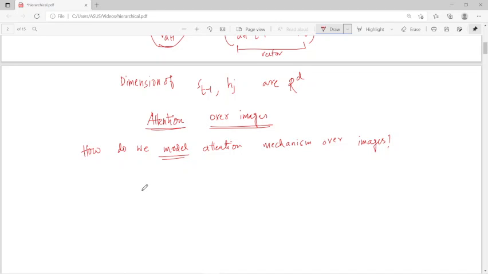What we know is that in the case of text, we have a representation for every location of the input sequence.